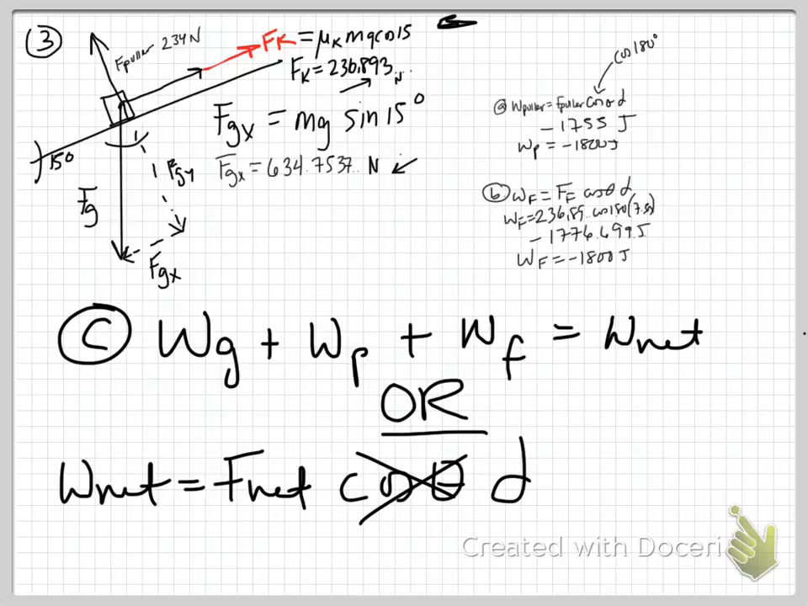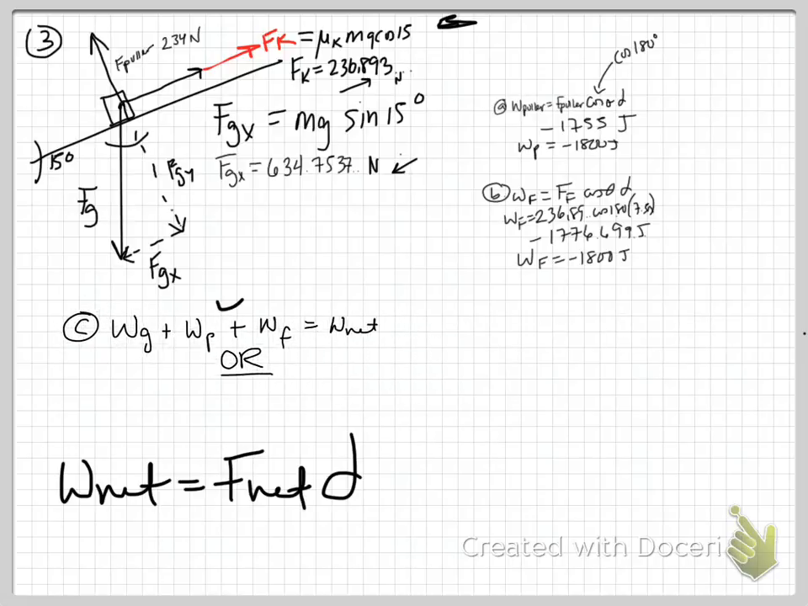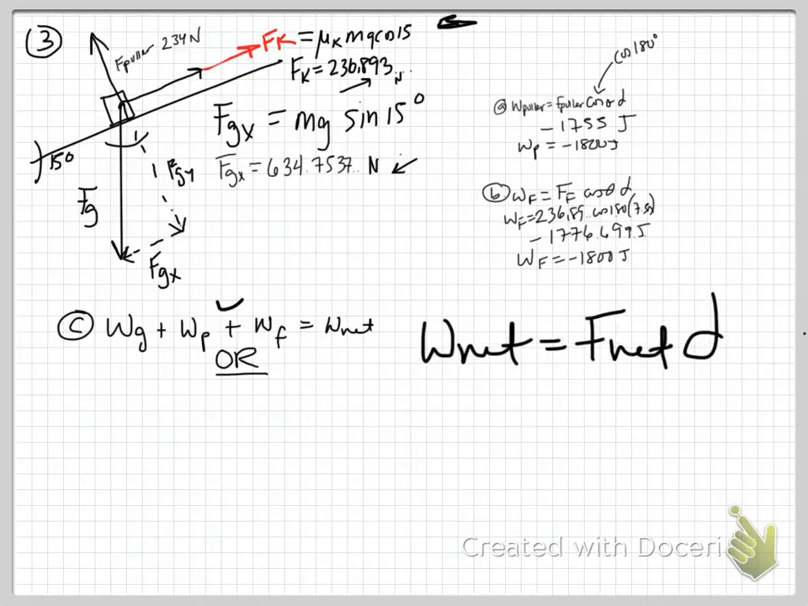I took what I considered to be the easier path, which was doing the net force, because I hadn't done work done by gravity. I had done force of gravity, I had done force of the puller, and I had done force of friction, but I hadn't done the work done by any of those. So I went ahead and went with the net force because I had all those.